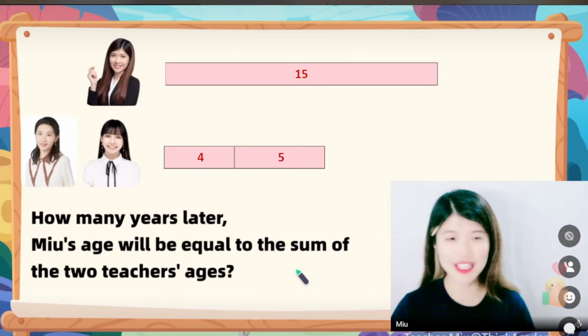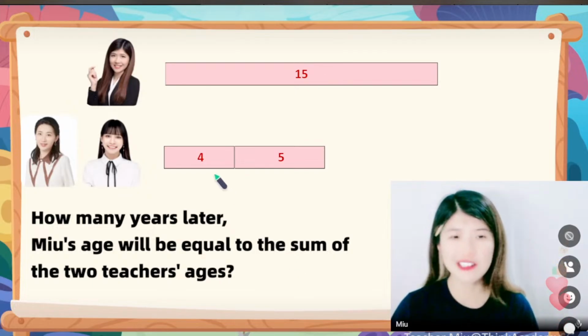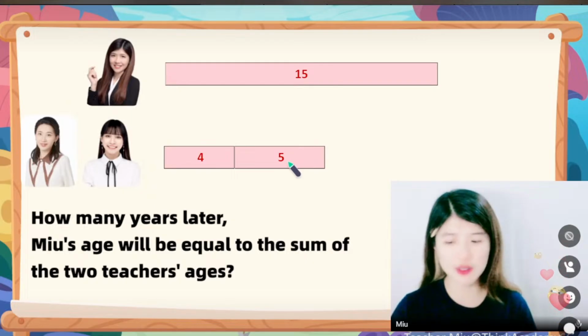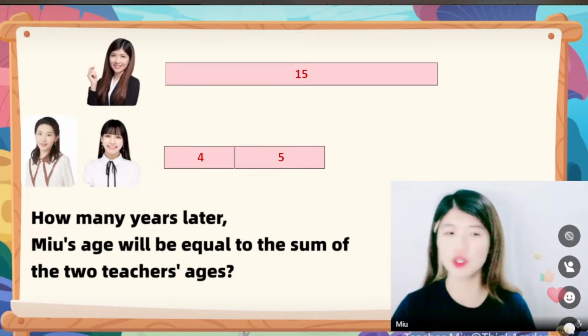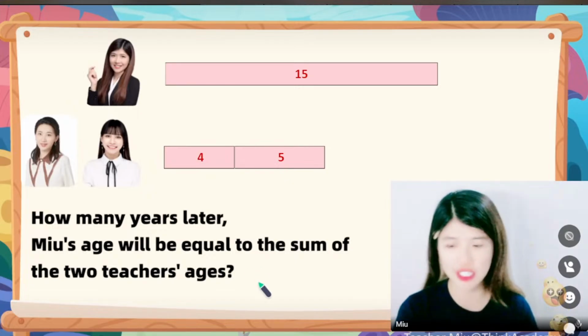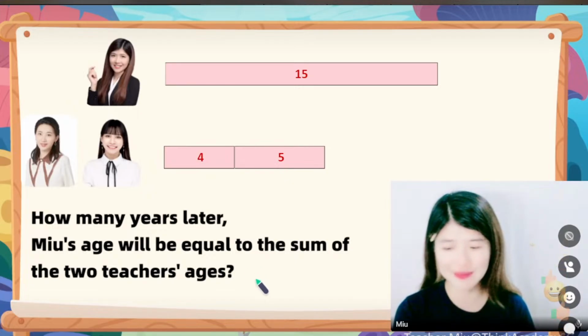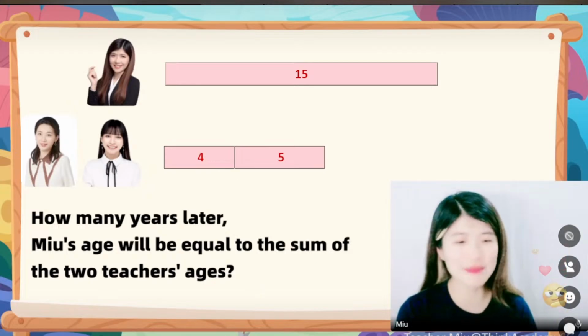I will ask this one again. Mew was 15, Apple was 4, and Charlene was 5. So how many years later will Mew's age equal the sum of the 2 teachers' ages? Okay, I got several 3s. Oh, cool. Okay, let me show you.